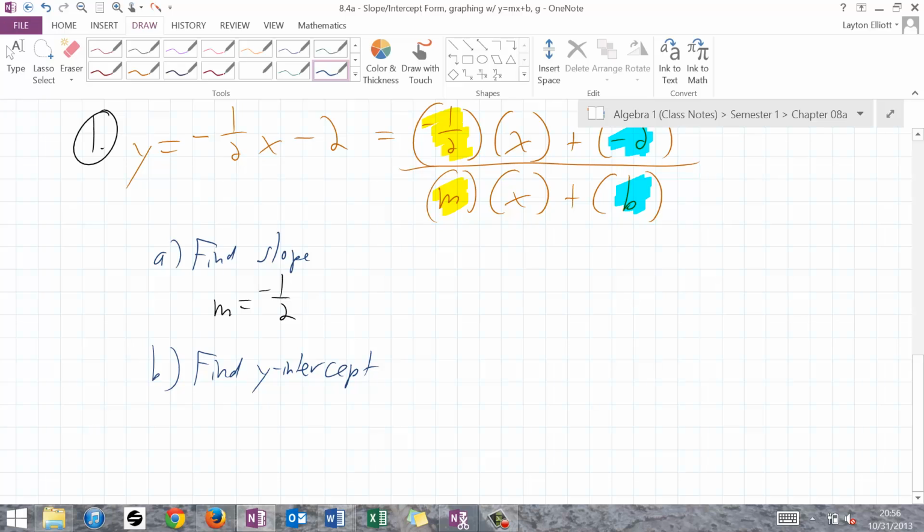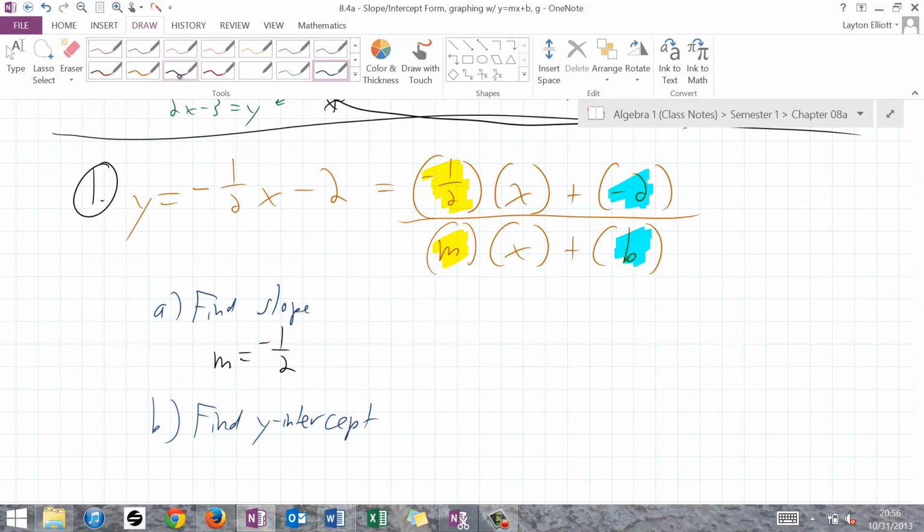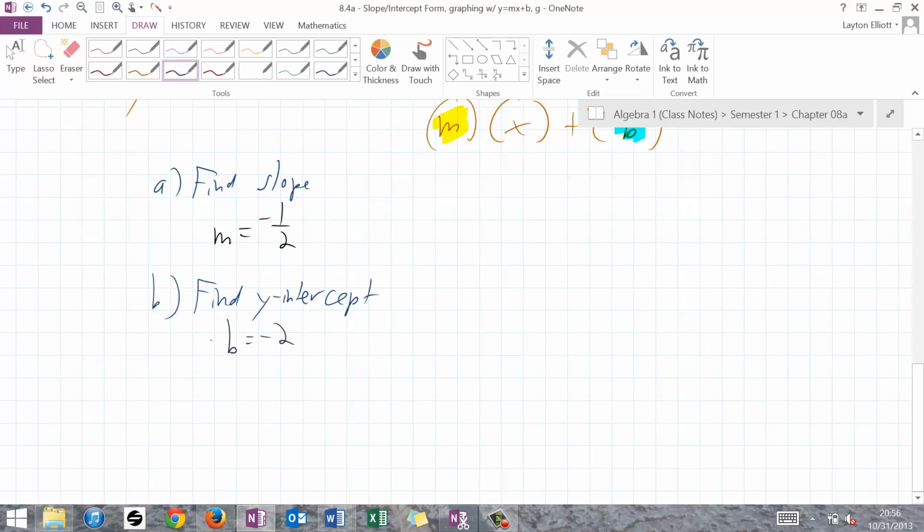From this, my y-intercept would have to be -2. So I could say b equals -2, but it is more correct to say, and I'm going to cross this out here with a single faint line, my y-intercept is the point (0, -2), because that's an ordered pair and that's how I graph.